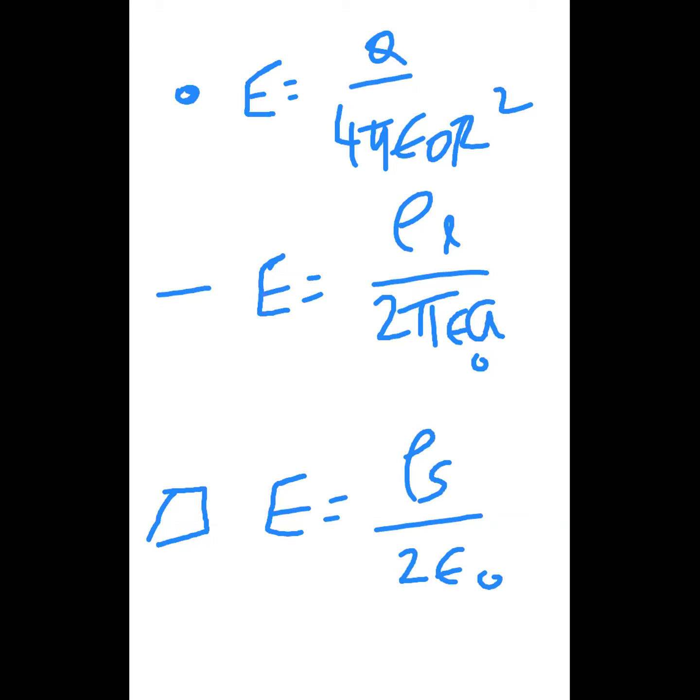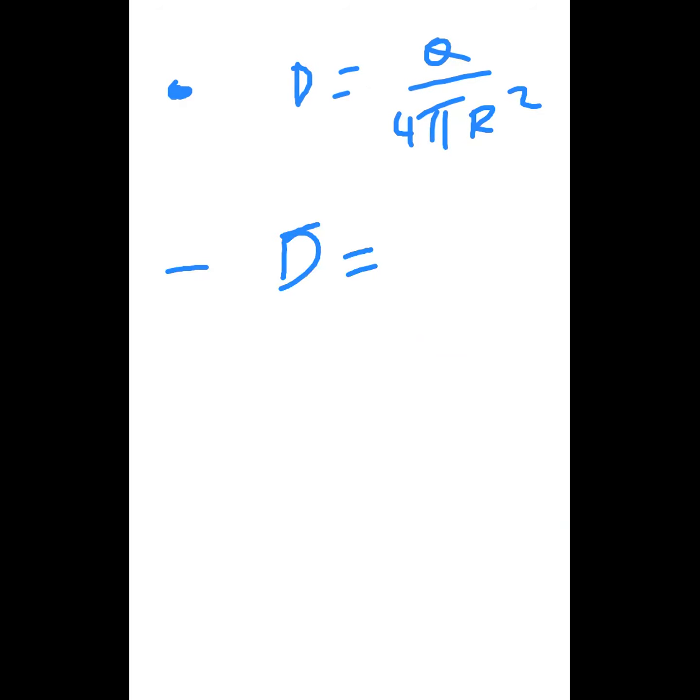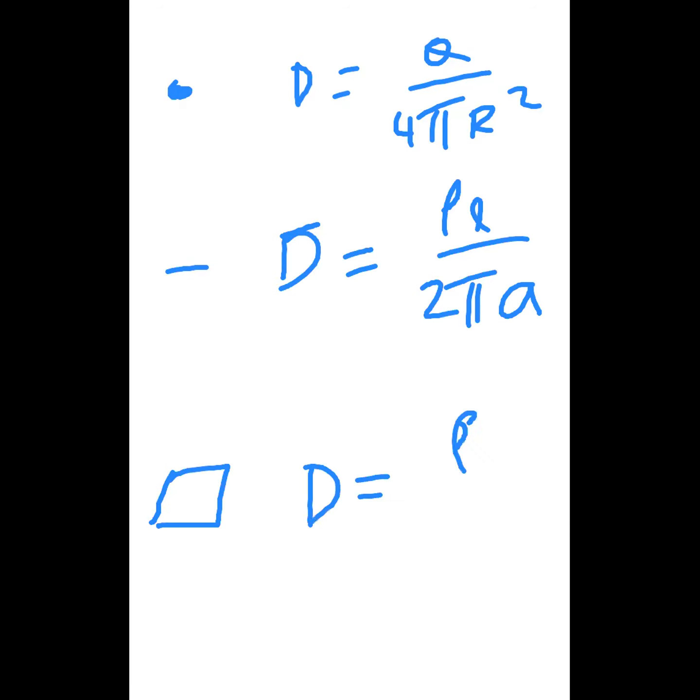Okay. Then once you know the electric field, you can calculate the electric flux density. I will quickly write that also. So what is the electric flux density? D is Q divided by 4 pi R square, because that epsilon is absorbed here. Due to line charge, what is the electric flux density? Due to line charge, rho L divided by 2 pi A. Due to surface charge, what is the electric flux density? Rho s divided by 2.